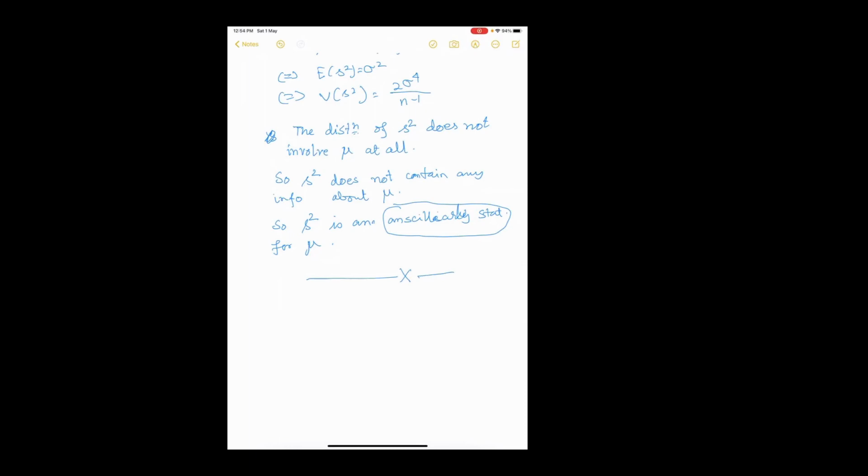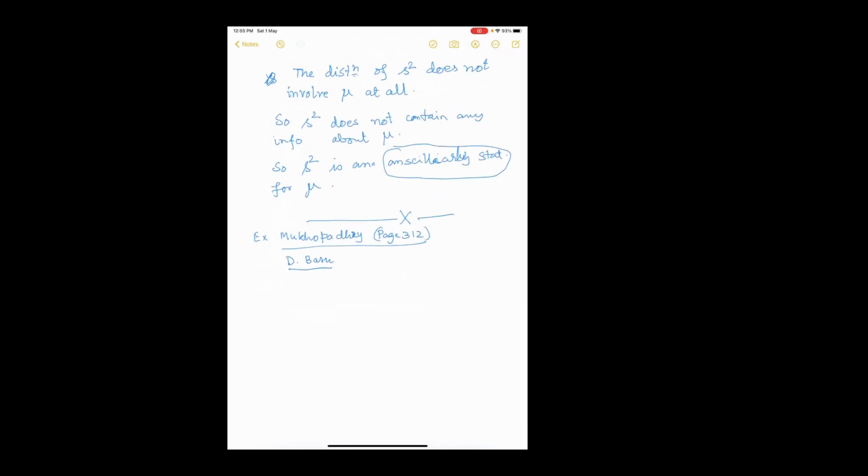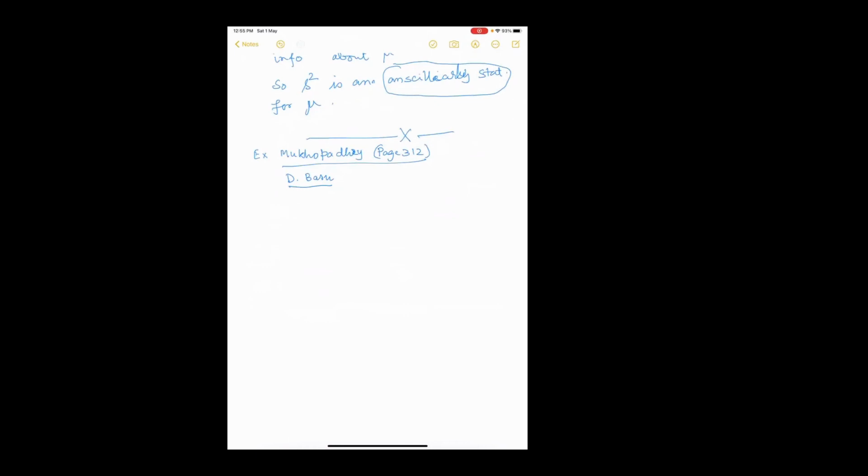Finally, I will talk about another last example, and I found this a very intriguing example indeed. This is the example from Mukhopadhyay, page 312. This is by D. Basu. Professor D. Basu was a professor at ISI Kolkata. He was a C.R. Rao student, but he passed away a little early. The example that he came up with was pretty intriguing.